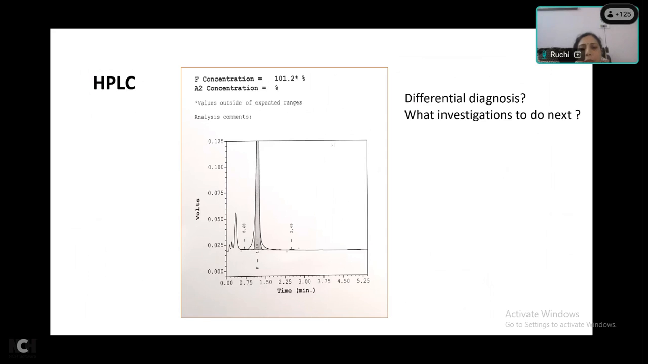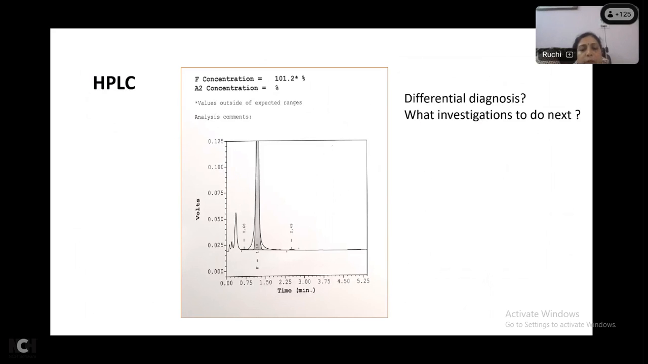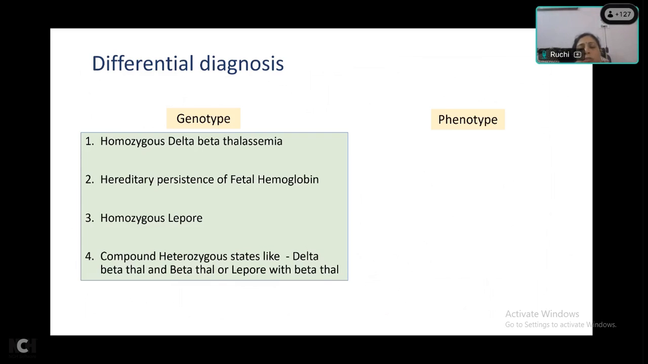So this is what the HPLC showed us. For a 16-year-old, we have an F of 100%. So anybody, what could it be? So definitely not thalassemia major, right? We should not call it major, because the age does not match. Plus it has come to us so late, and there is an occasional, on and off history of transfusions in the past, right? So what are the differential diagnoses of so much F at this particular age, right?